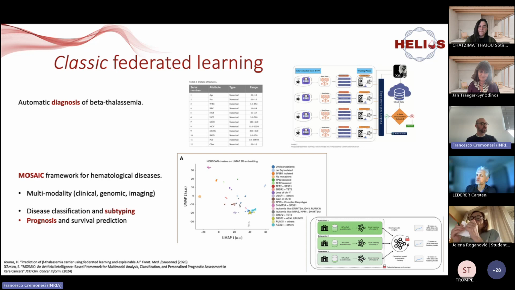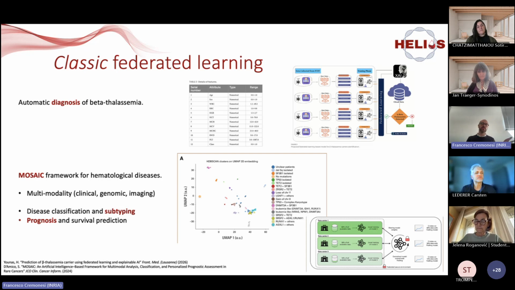And then we have the Mosaic framework, which was developed in the context of some Horizon projects, GenoMed for All, Syntema, and so on, where part of the Helios network is also participating. In this case, I think it's a bit more interesting. It's called Mosaic framework because it's not just one method, but a combination of different approaches. It's quite cool.